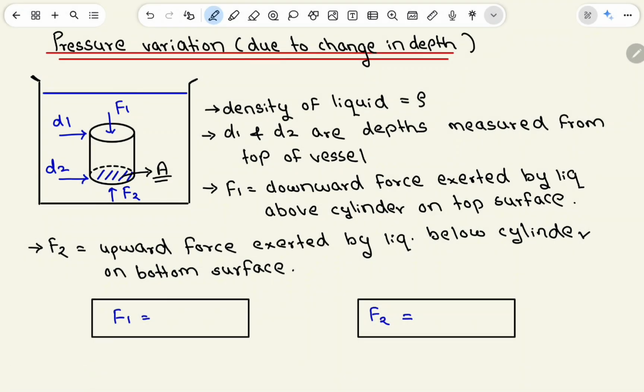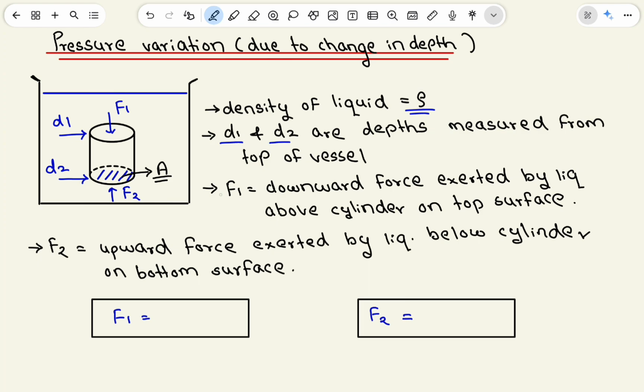So let's start with the next topic of this lecture, that is pressure variation due to change in depth. To understand this topic in a simple manner, I have drawn a figure on the left-hand side, which consists of a vessel filled with fluid. In that fluid, we have considered a cylindrical column, where the cylindrical column has a cross-sectional area A. There are some notations that we must understand first: the density of the liquid is given by rho. D1 and D2 are the depths measured from the top of the vessel.